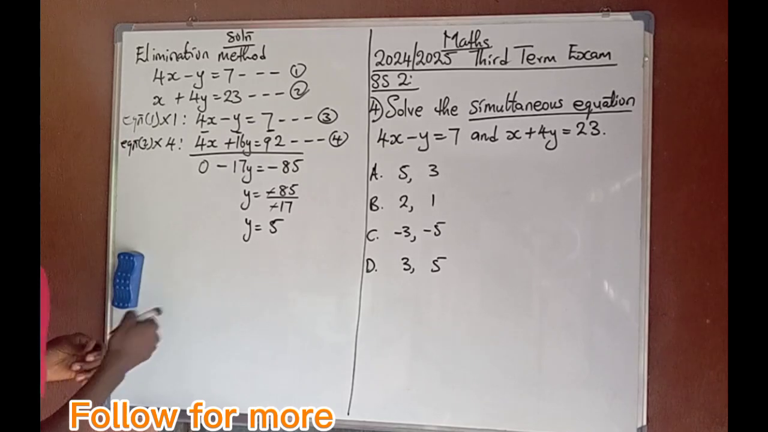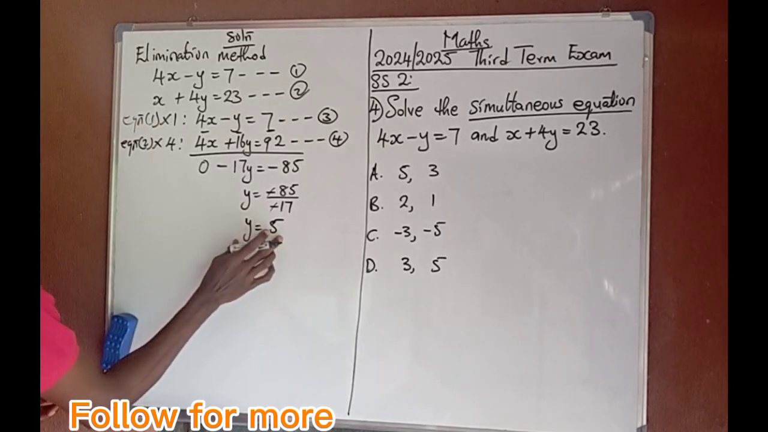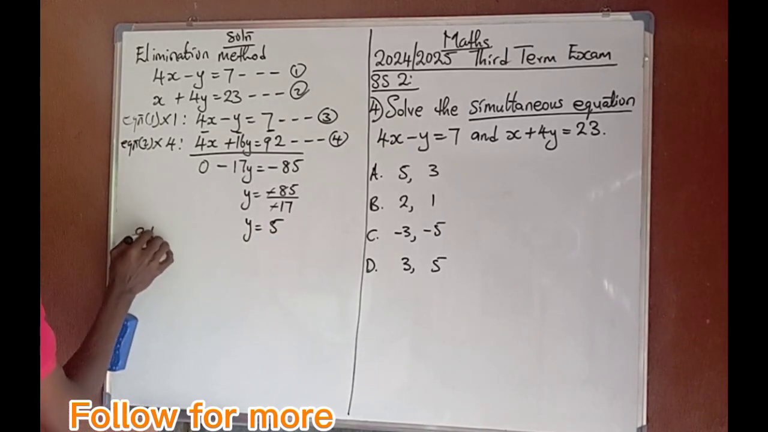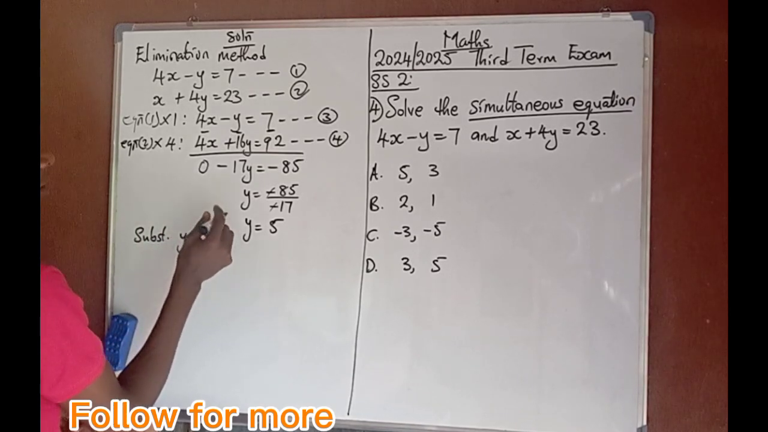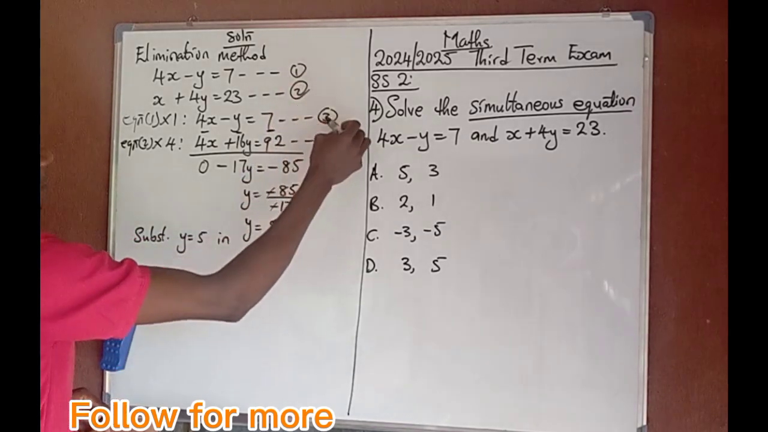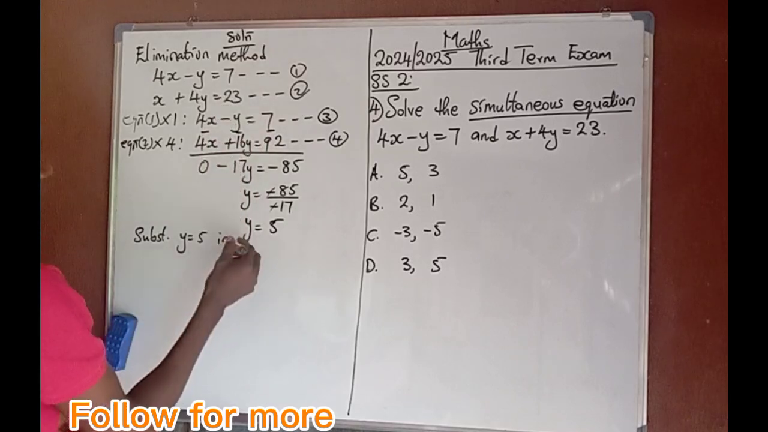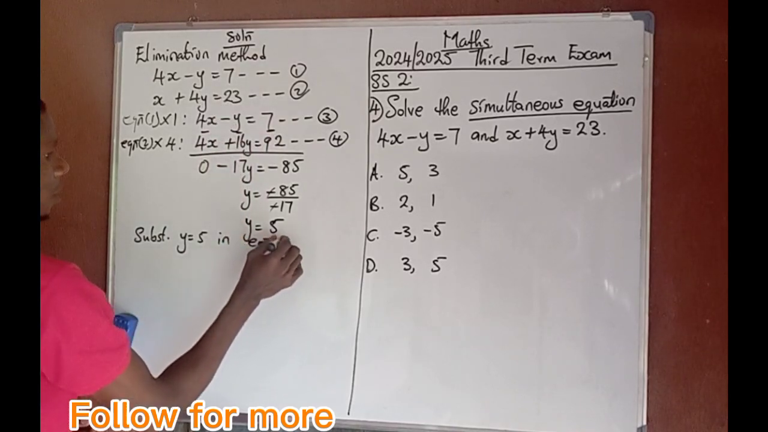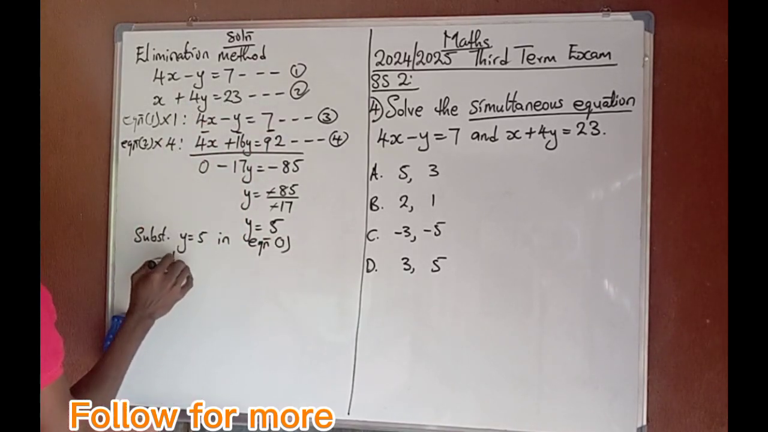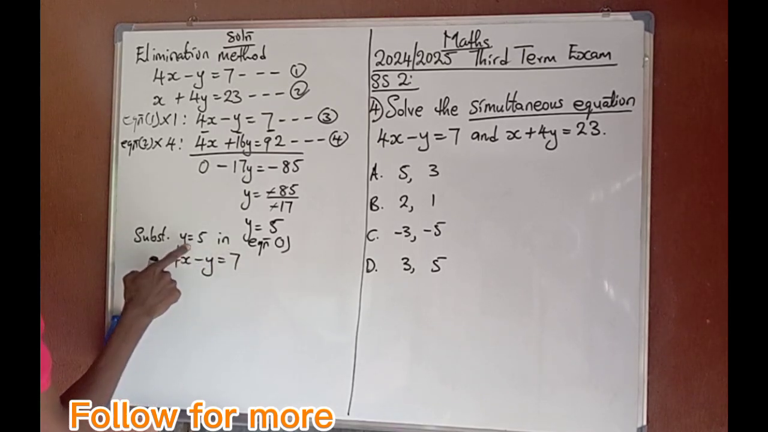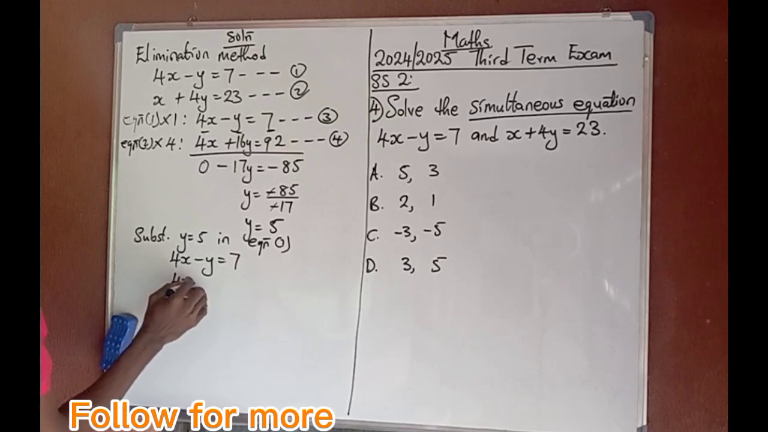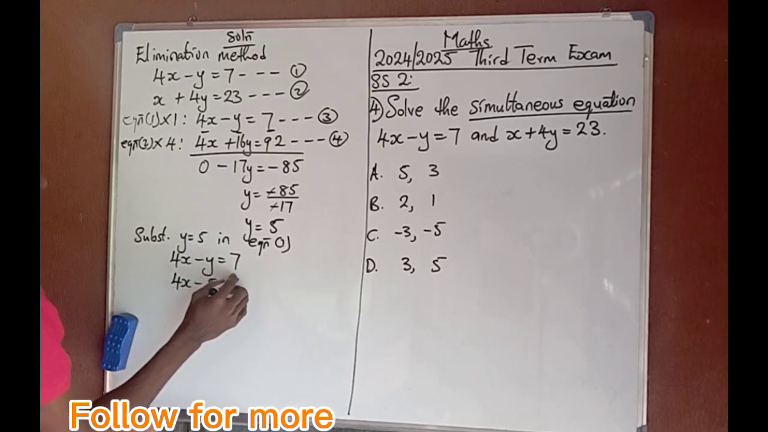All right. Since we have gotten the value of y, let's substitute y equals 5 in any of the equations. It could be 1, 2, 3, or 4, but let's choose equation 1. Equation 1 says 4x minus y is equal to 7. And what is the value of y? It is 5. So we're going to have 4x minus 5 equals 7.